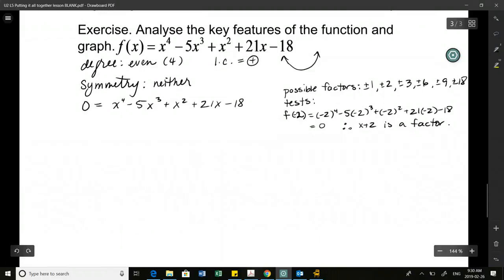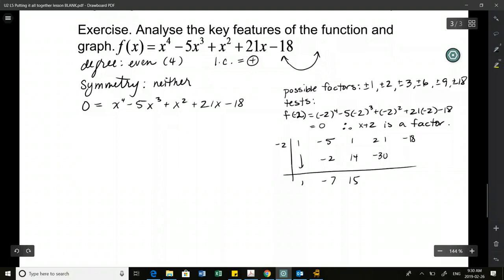Okay, so we will do a quick division here with -2. So this is a reminder of synthetic division. We drop and then multiply and then add and multiply again and then add and then again and add and one more time and add.